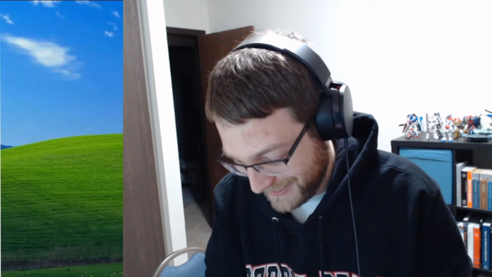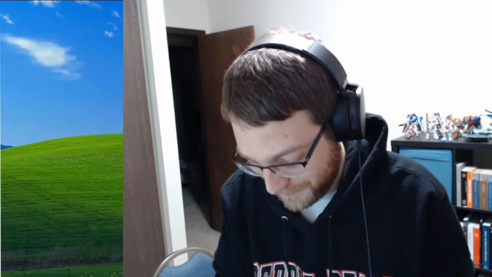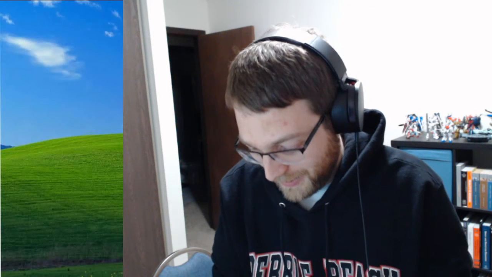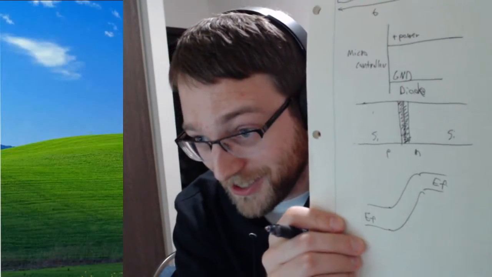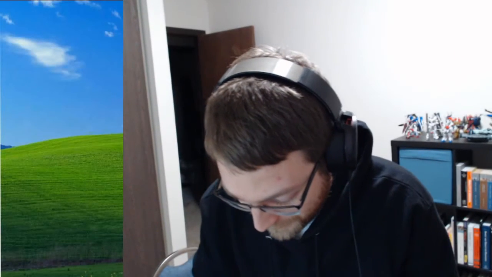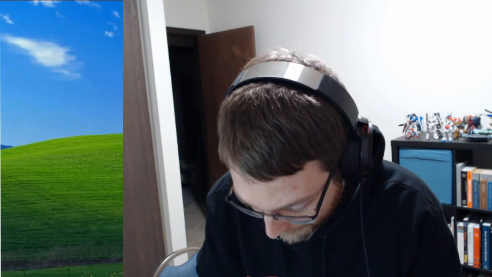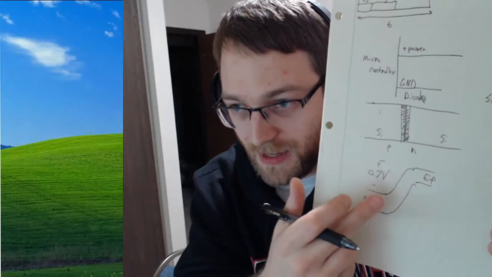Okay, so is this with energy levels? This is with energy levels. Okay. So, what we end up having here is the Fermi energy level on one side, and the Fermi energy level on the other side. So you have to introduce at least 0.7 volts to be able to get up the cliff here.